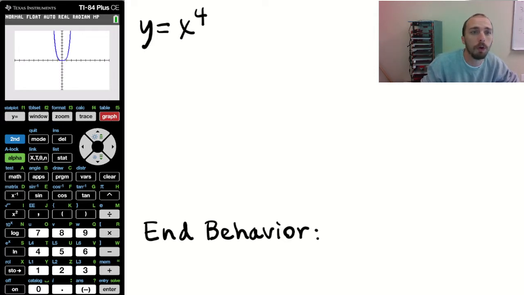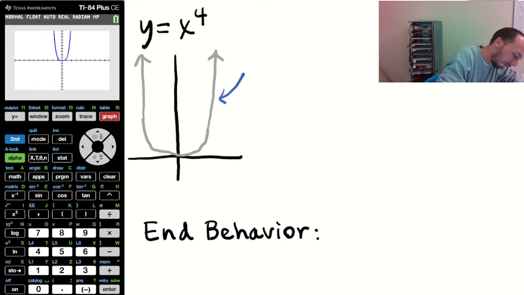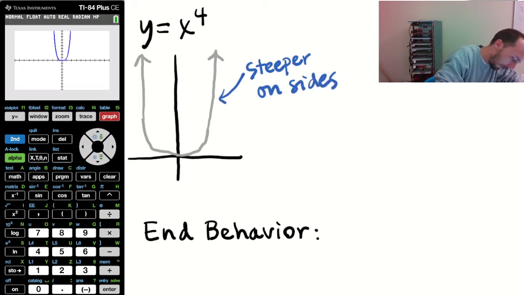What you're supposed to notice about this, I don't know if it's actually even big enough on your screen, is, let me draw my own sketch. Okay, that was a really bad one, but it doesn't matter, it's just a sketch. What you're supposed to notice about this is that it's steeper on the sides, but also flatter in the middle.